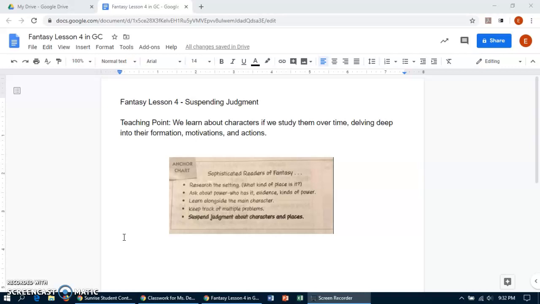We learn about characters when we study them over time, delving deep into their formation, their motivations, and their actions. If I think of a fantasy character, that would be a great example. Maybe you could think of Professor Snape from Harry Potter if you've read that book or series.